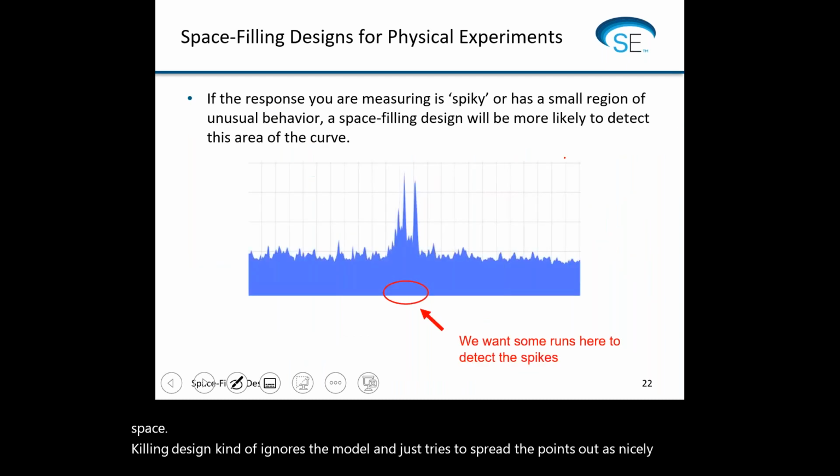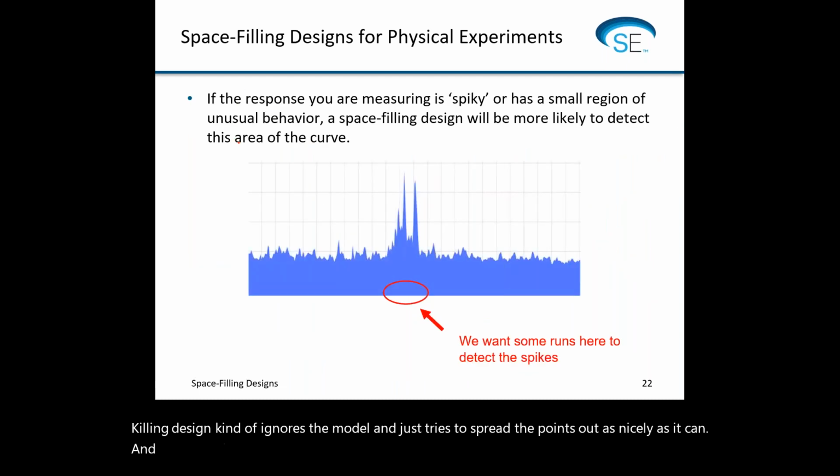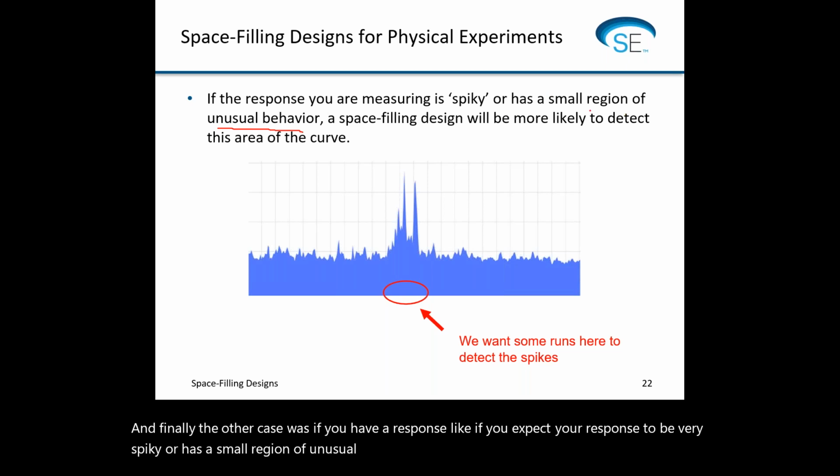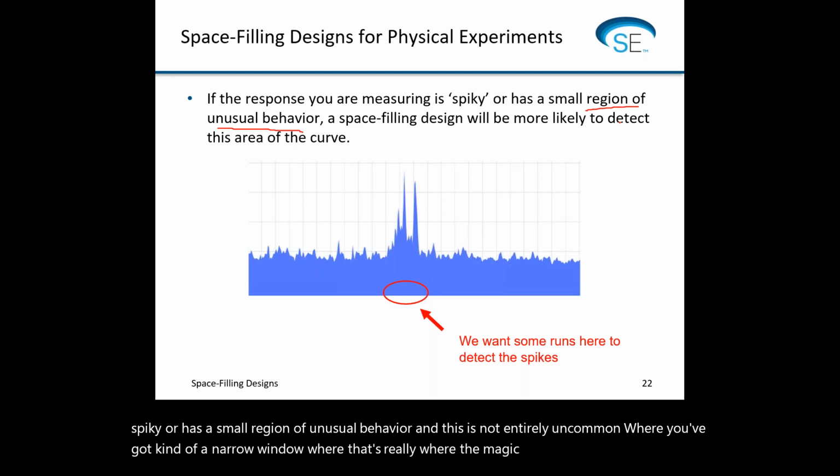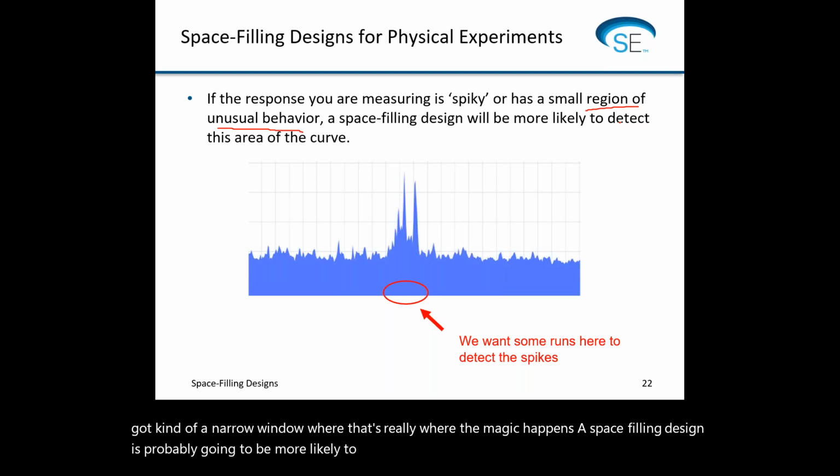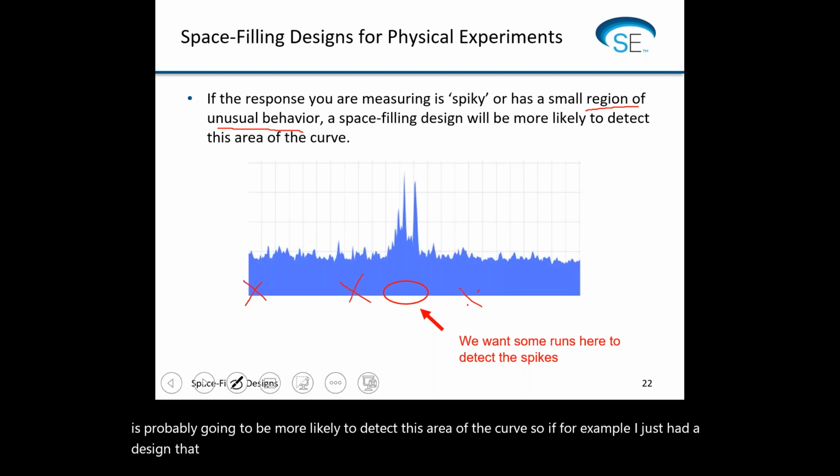as it can. And finally, the other case was if you expect your response to be very spiky or has a small region of unusual behavior. This is not entirely uncommon, where you've got a narrow window where that's really where the magic happens. A space filling design is probably going to be more likely to detect this area of the curve. So if, for example, I just had a design that had a point here, point here, point here, and point here, I'm probably not going to be detecting what's going on over here.